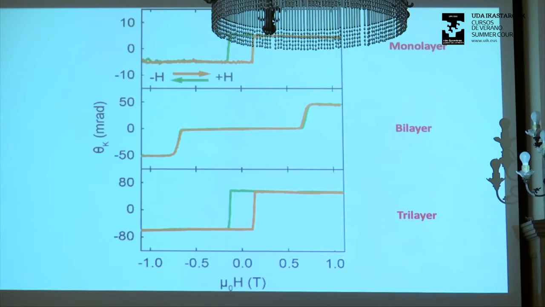Yep? Why is the Kerr rotation so much larger for a trilayer than for a monolayer? So in principle, you're right that the magnitude of the Kerr rotation does not depend necessarily on the number of layers, okay? We're not exactly sure why, but stronger rotation seems to indicate a stronger ferromagnet, and that could be the case. But in order to go from here to magnetization, you need input from theory on various parameters for the magnetism, and theories have not yet told us what those parameters are. So we cannot do a one-to-one map.